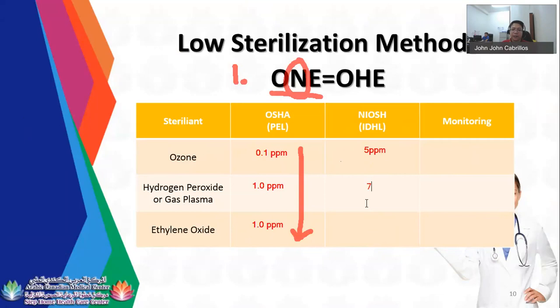5, 7, 8, but please, so that you will not forget, you need to put the 5 up. Okay, it should be 7.5 ppm. And your 8 is 800 ppm. For monitoring, there's no monitoring for your ozone, no monitoring for your hydrogen peroxide. And yes, there is monitoring for your ethylene oxide.